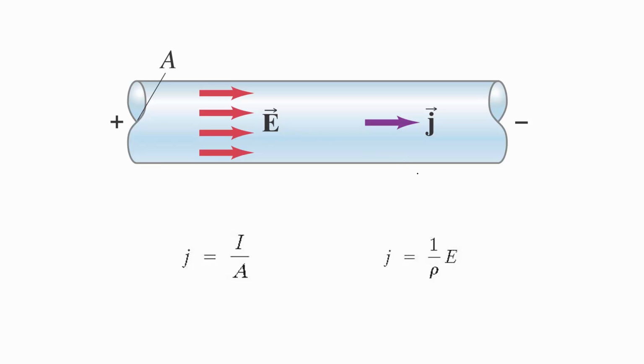Now we're going to define this other property. We use a symbol J, and it is the current density, which is defined as the current divided by the cross-sectional area. So if you have a wire, it would be the area of the end of the wire right here. Essentially, it's the area perpendicular to the direction of the current flow. And we can do some other substitutions. I'll spare you the derivation, but we can also define this current density in terms of the electric field and the resistivity. So a couple of things we have already seen.